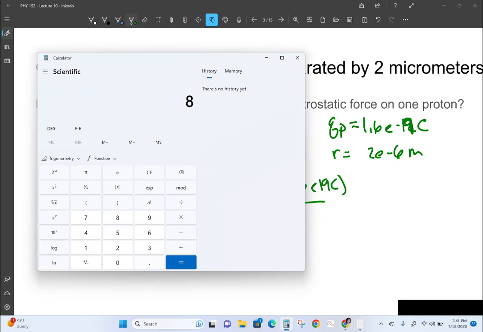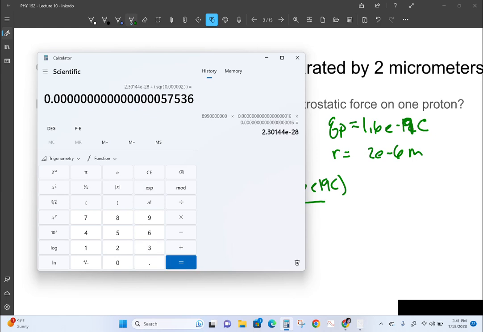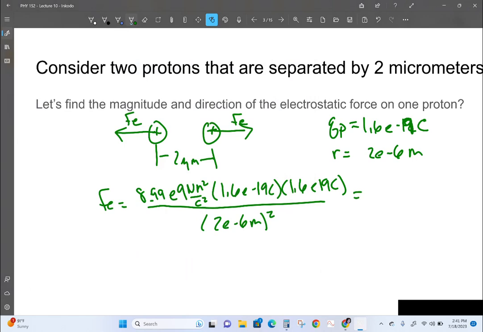So I'm going to put in 8.99 exponent 9 times 1.6 exponent negative 19 times 1.6 exponent negative 19, divided by the quantity 2 exponent negative 6, squared, and we'll put that in. It's going to be 5.75e to the negative 17 newtons. Now, if I take one of the protons away, so let's say I take away the right proton, at that location of 2 micrometers, any positive charge is going to feel this many newtons.